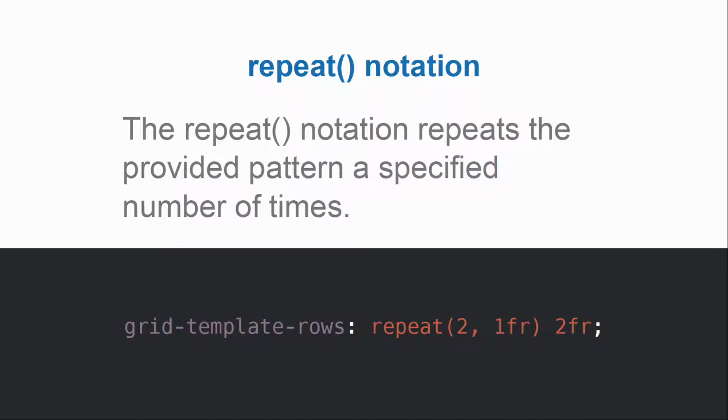Repeat 2, 1fr. So basically we are going to repeat 1fr twice. So basically that's the same as saying 1fr, 1fr, and then 2fr for our third column. We can just simplify that and say repeat 2, 1fr.